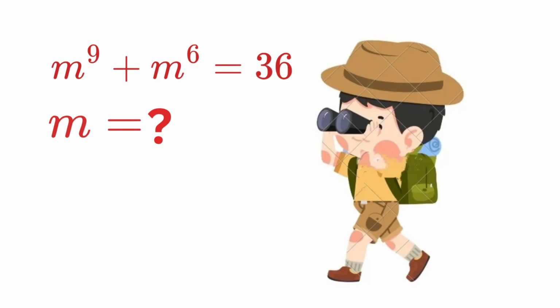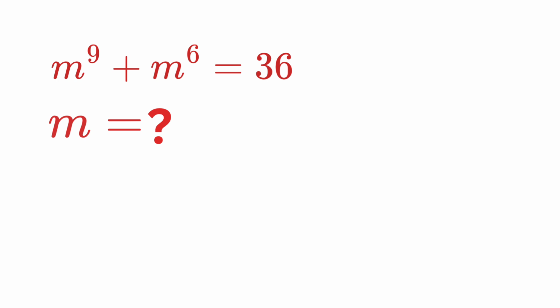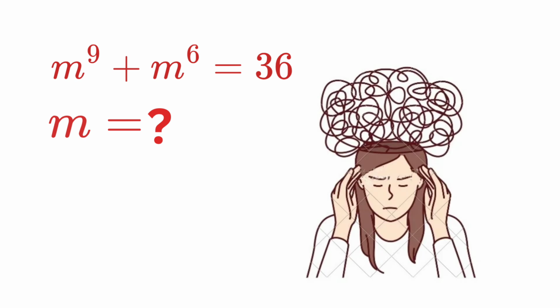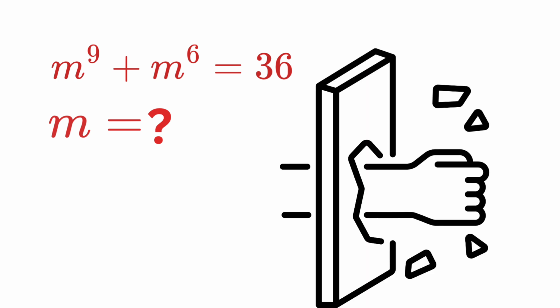Hey there math explorers, today we are going to solve a magical equation. m power 9 plus m power 6 is equal to 36. We have to find the value of m. Yes, it looks a bit complicated, but we are going to break it down step by step.